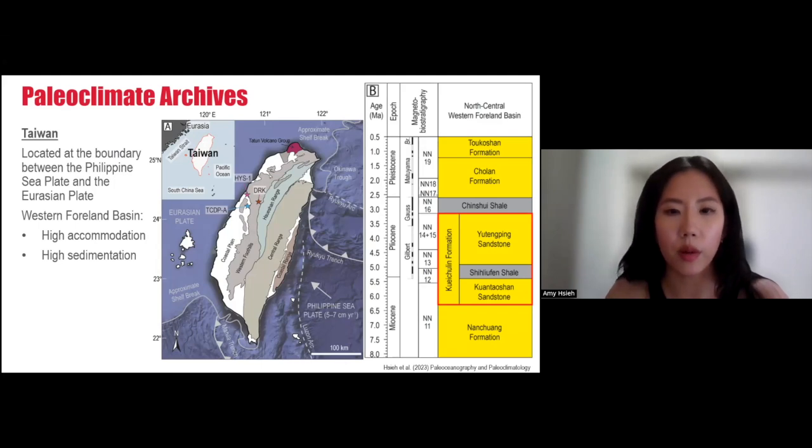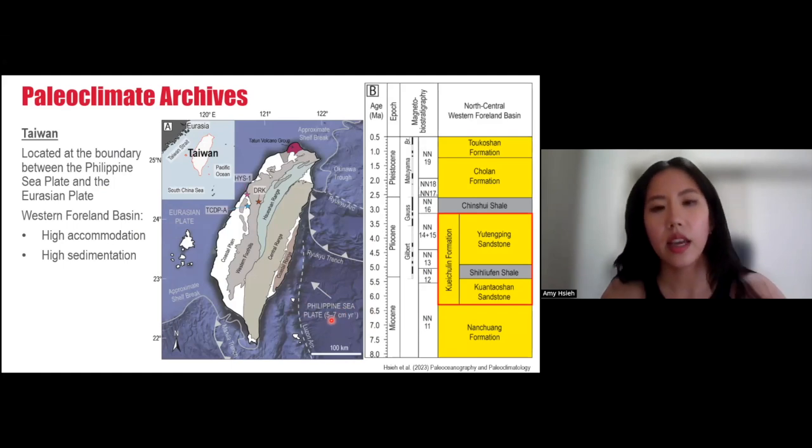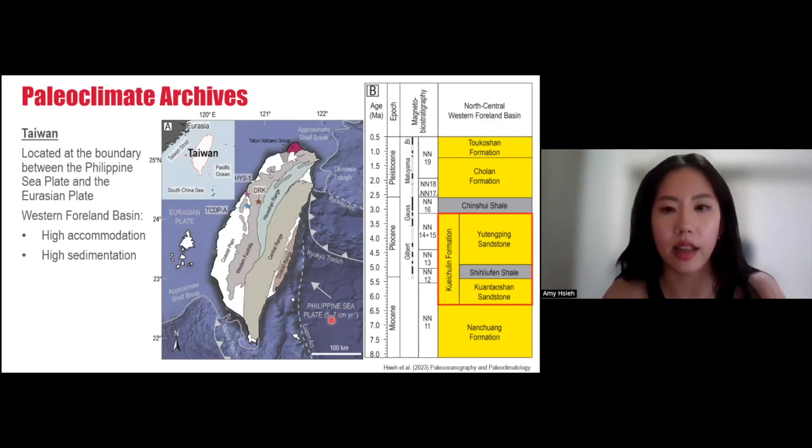And Taiwan was formed by the collision between the Eurasian plate and the Philippine Sea plate, and it began approximately 6.5 million years ago. And this formed the Guizhou Formation, which consists of the lower Guangdao sandstone, the middle Shilofin shale, and the upper Yutengping sandstone.